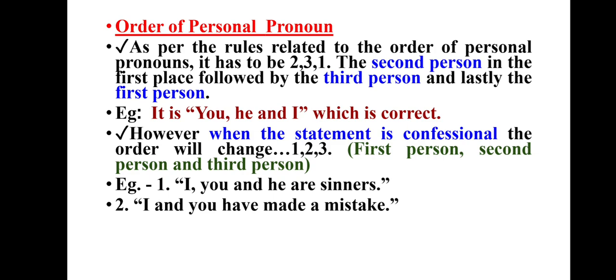So the order will be changed when I, you and he are sinners. Why? Because we all have done a mistake, and that is why it's I first, then you. Otherwise the normal 1 2 3 order will be followed. So please take care. Another sentence: I and you. Suppose there is no third person, but two are there. So I and you have made a mistake. I will come first when the sentence is of acceptance or error. When you do not accept your error, then the normal order will be followed, whatever the sentence or whomsoever is involved, right? So that's another rule.